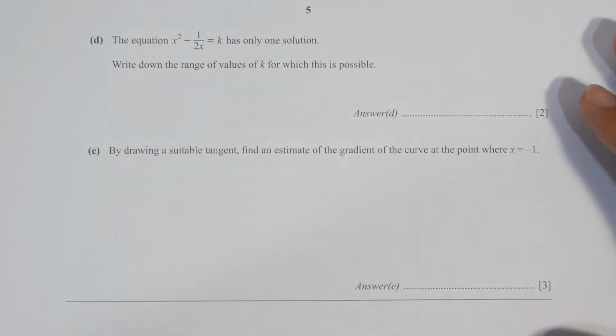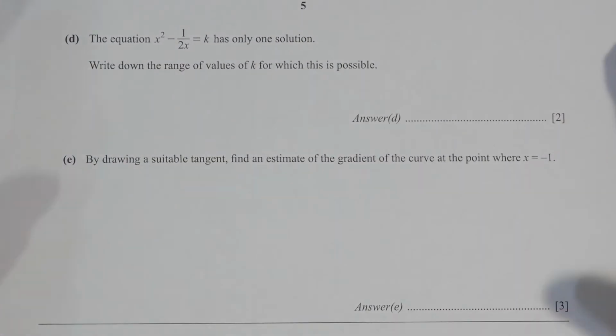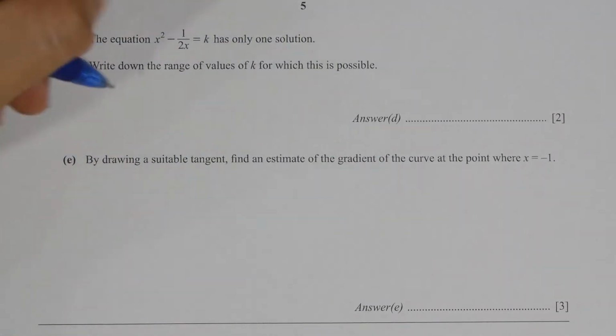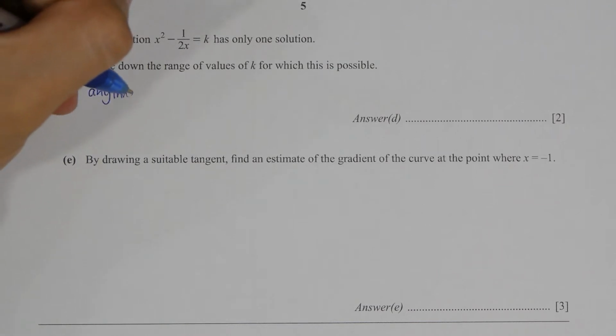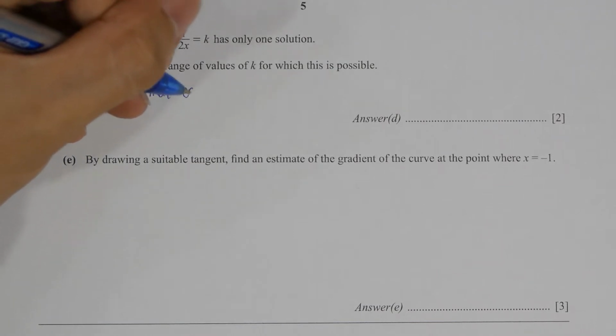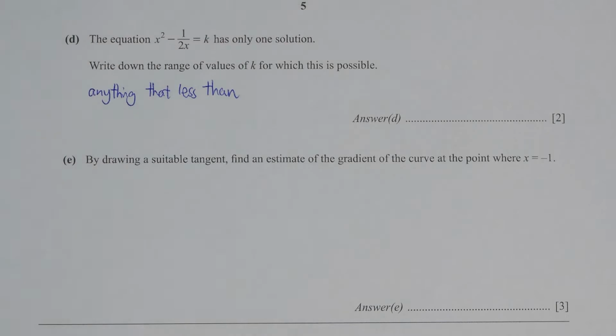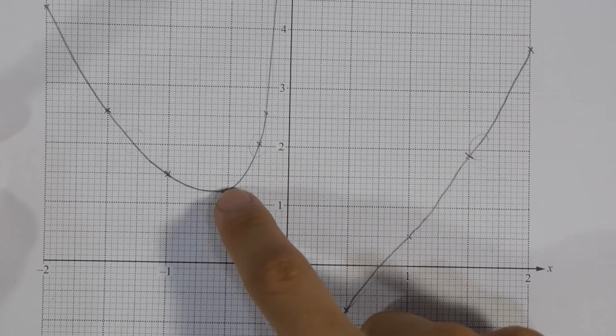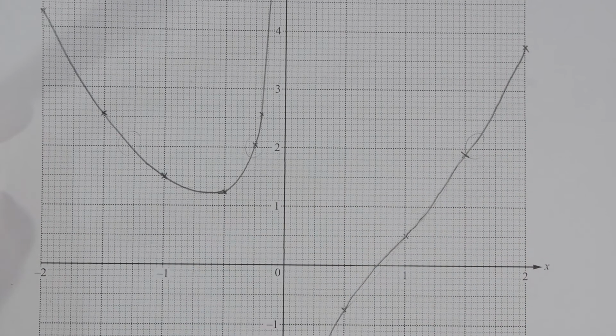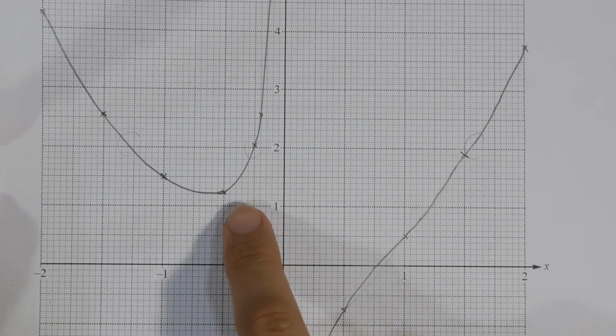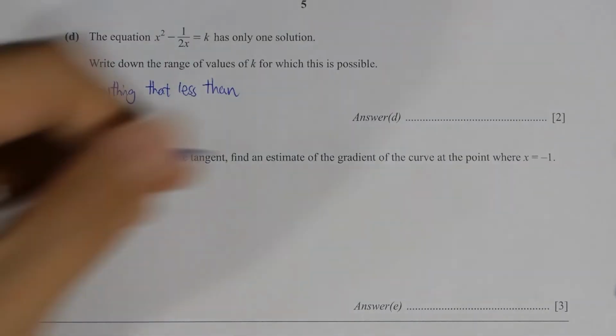So for part D, the equation has only one solution. So it will be anything that is less than 1.2, because beyond 1.2 there will be 2 to 3 possible outcomes instead.